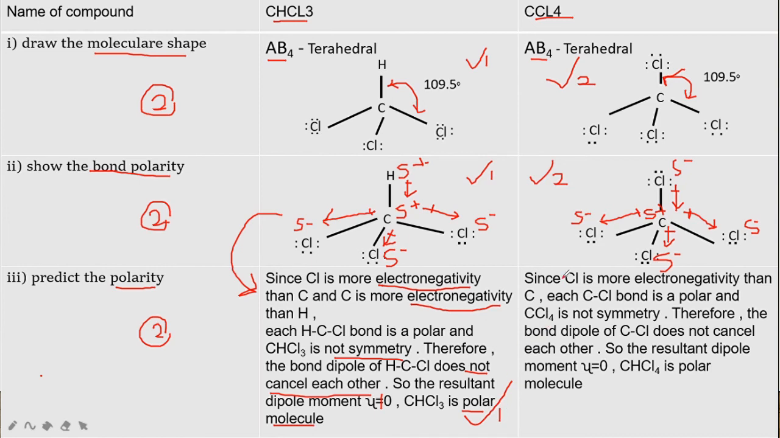And for CCl4, since Cl is more electronegative than C, each C-Cl bond is polar and CCl4 is not symmetrical, therefore the bond dipoles of CCl4 do not cancel each other. So the resultant dipole moment mu does not equal 0. CCl4 is a polar molecule. This is the answer for CCl4, mark number 2.